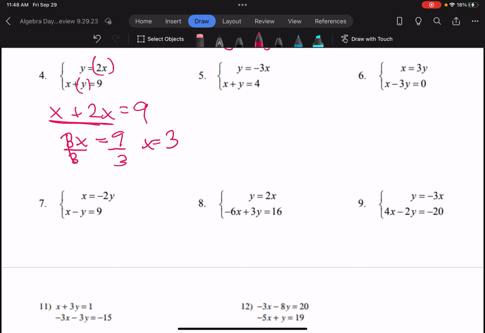So now I have x. I need to then take this and substitute it to find out what y is. 2 times x, or 2 times 3, is 6. So that means y equals 6. That is our solution, (3, 6).